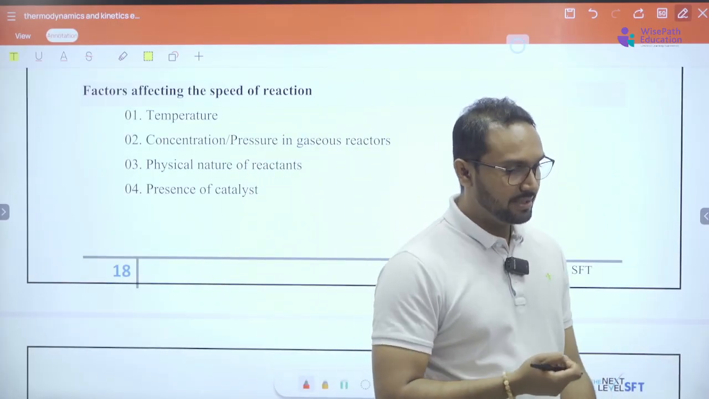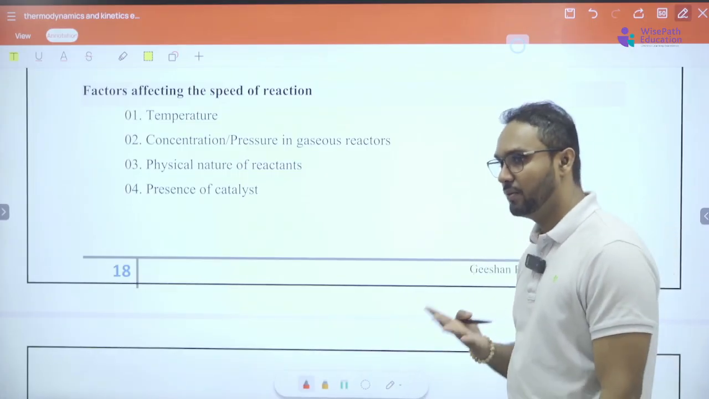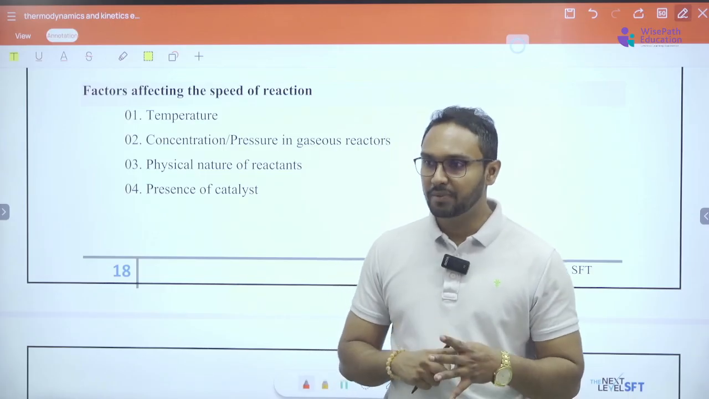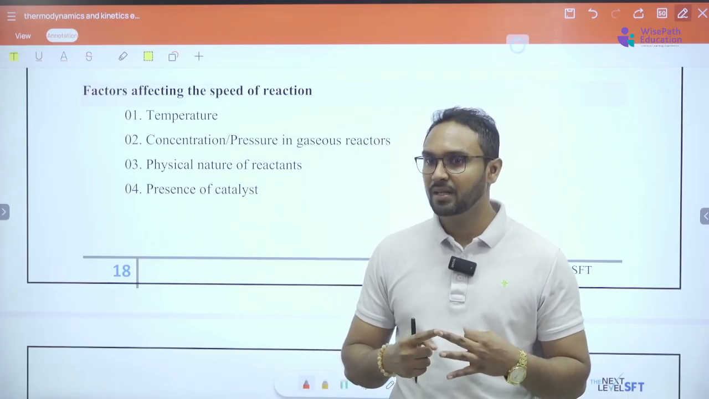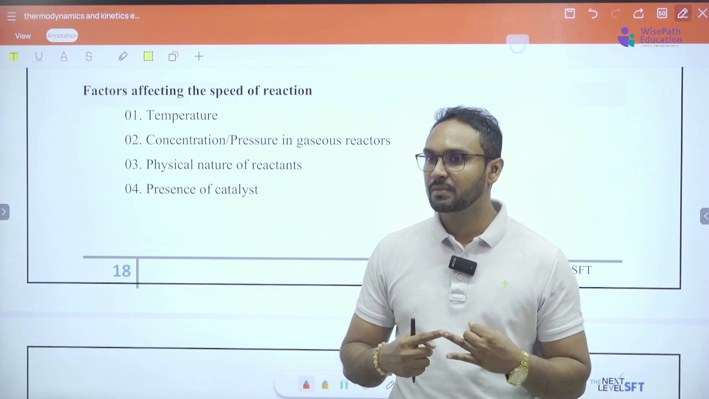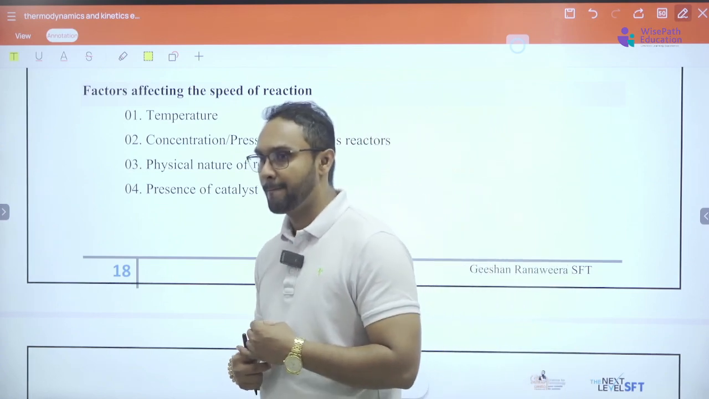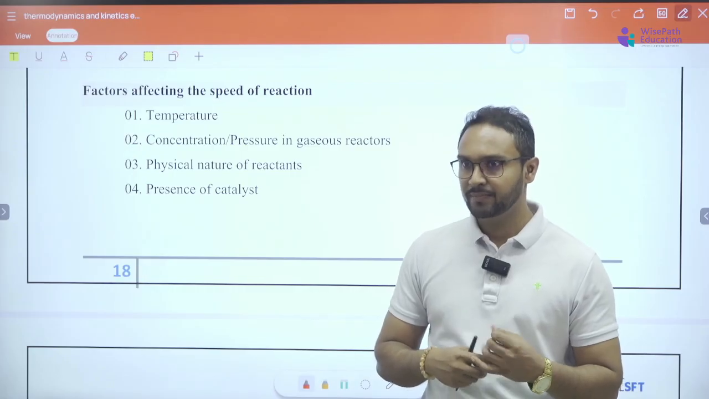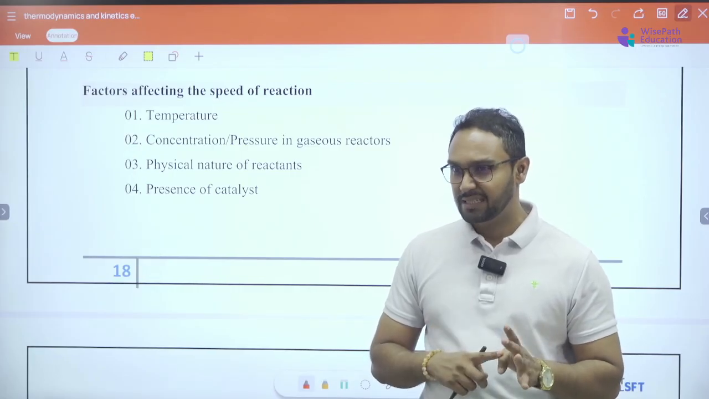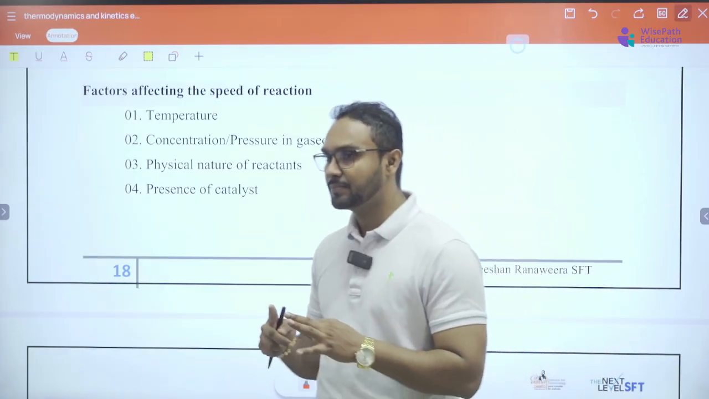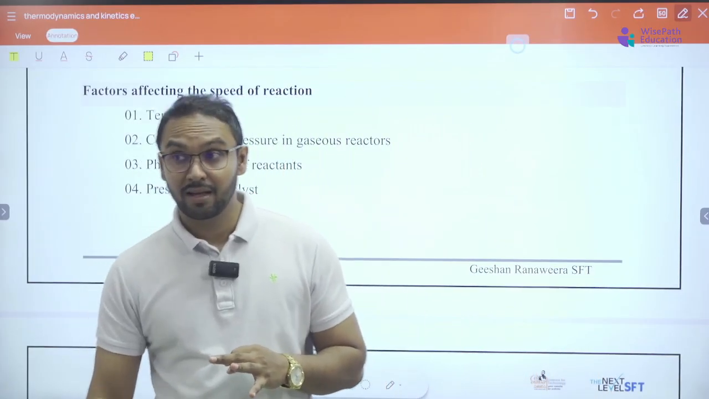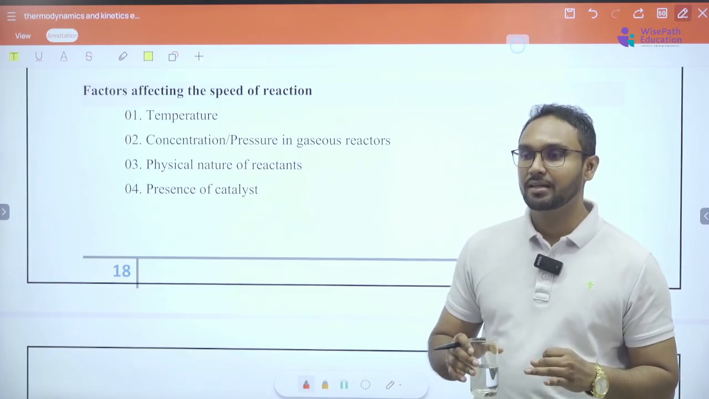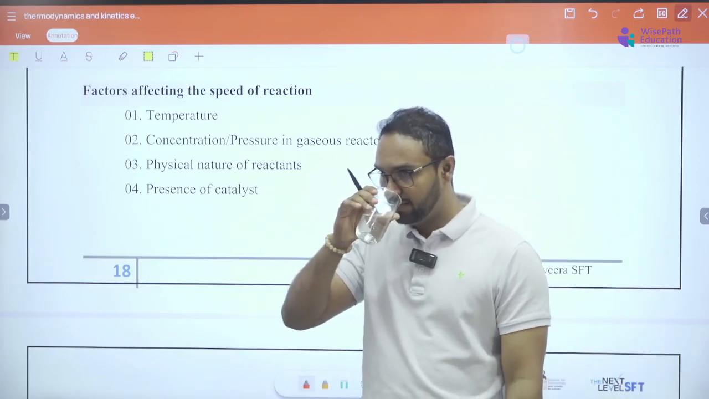Now, there are four factors affecting the rate of reaction. What are the four factors? Temperature, concentration, nature of the reactants, and presence of a catalyst. Surface area is an example of the nature of the reactants. Surface area comes under nature of the reactants. So those four are the factors.